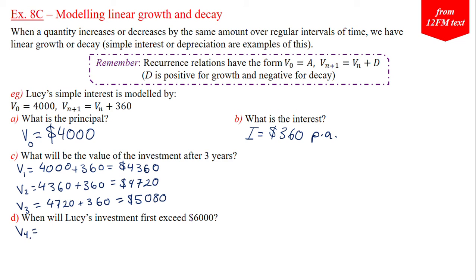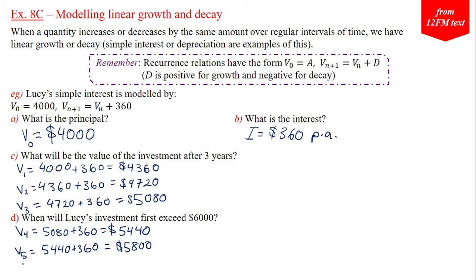So V4, 4,720, that's a funny looking 5,080, sorry, I've read the wrong numbers. Okay, so we're taking still the last number, 5,080 plus 360, gives us 5,440. You can do that in your head or in your calculator, I do not mind. V5 equals 5,440 plus 360. Okay, and that equals 5,800.